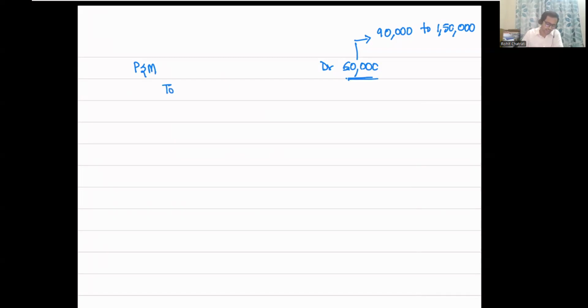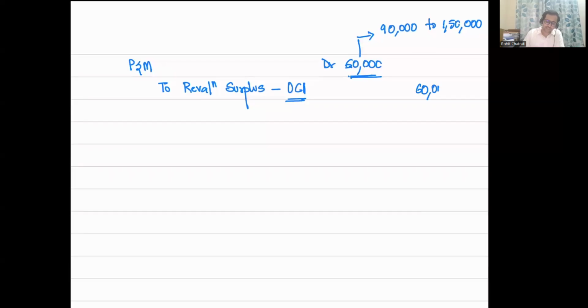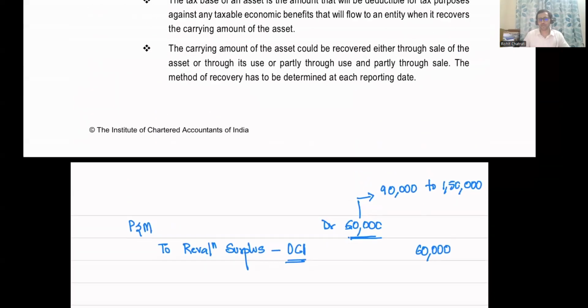The credit is going to go to revaluation surplus, which is an other comprehensive income item, and it is not a P&L item. We are not going to take revaluation surplus into P&L, but we are going to take it to other comprehensive income. This is the journal entry for revaluation of plant and machinery.